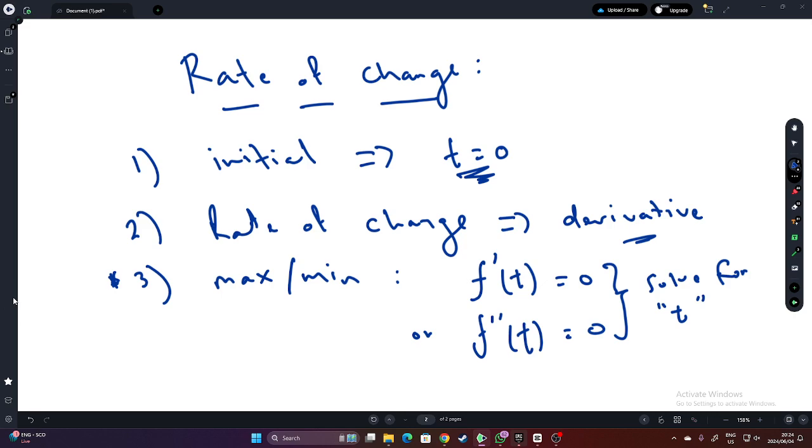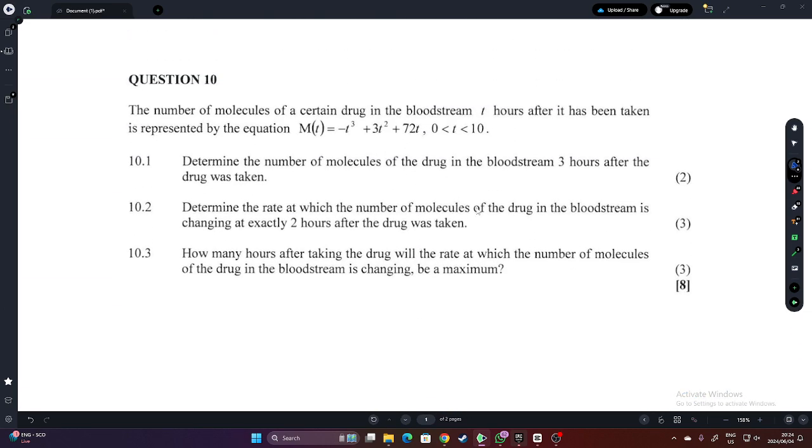Remember that again was from November 2016. So if we look through this question, let's read through it, and remember we're looking for the words initial, maximum, minimum, and rate of change. And we'll highlight it as we go along.